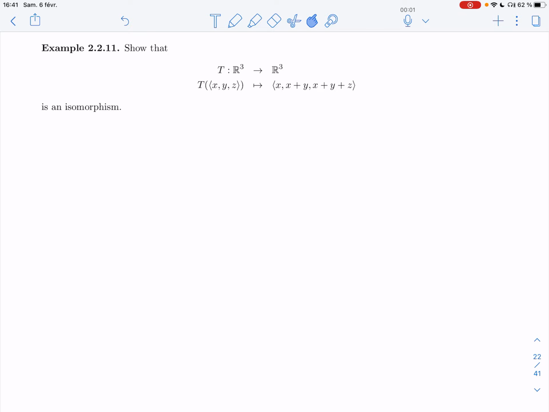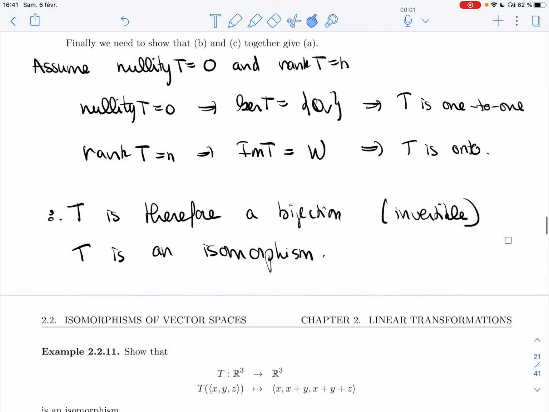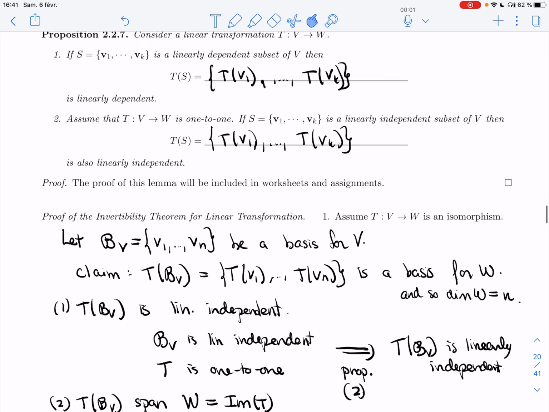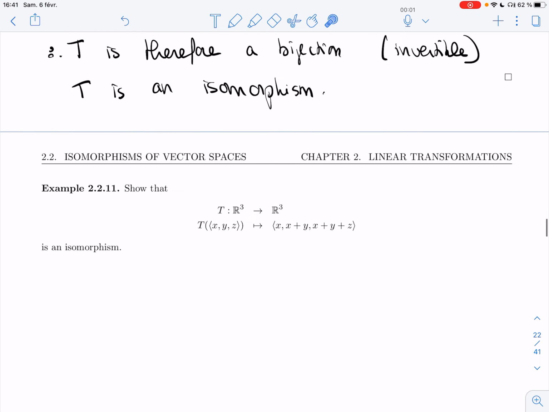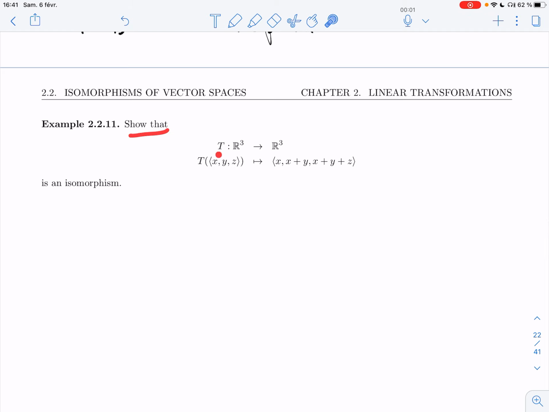In the last video, we proved the invertibility theorem for linear transformations, and we're going to use it to prove that a map is an isomorphism. All right, so here's the map. Show that T from R3 to R3, which sends (x, y, z) to (x, x + y, x + y + z), is an isomorphism.